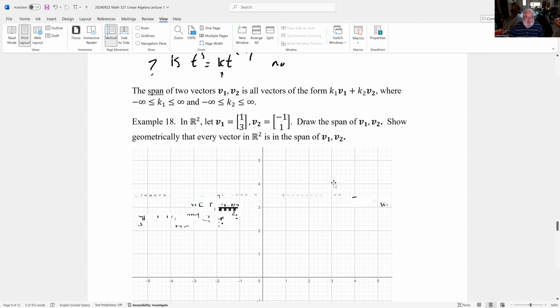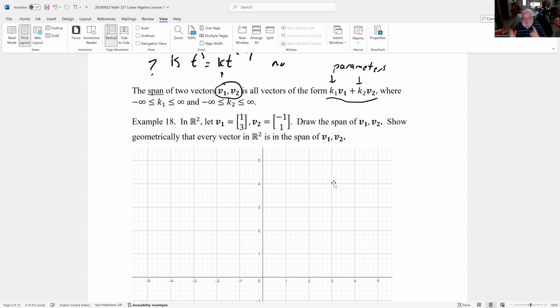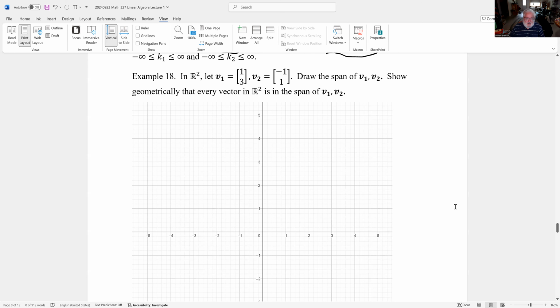So if we look at two vectors, V1 and V2, what's the span of that? Well, it's all vectors of this form, K1 V1 plus K2 V2. K1 and K2 are parameters, and they're allowed to vary between minus infinity and infinity, independent of each other. So you can pick any pair of numbers and plug them in. So what's the span of 1, 3 and minus 1, 1? Here's 1, 3. It's this vector. And here's minus 1, 1. That's this vector. We'll call this V1. We'll call this V2.